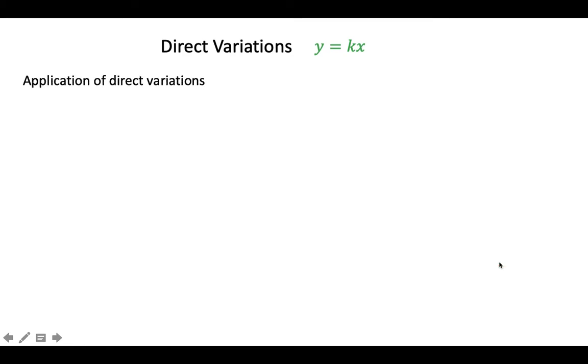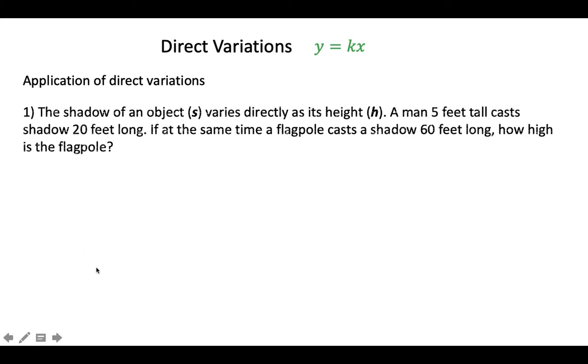Now, how are we going to apply this in a real-life situation? We apply the skills that we've learned a while ago. The shadow of an object s varies directly as its height h. A man 5 feet tall casts a shadow 20 feet long. If at the same time a flagpole casts a shadow 60 feet long, how high is the flagpole?